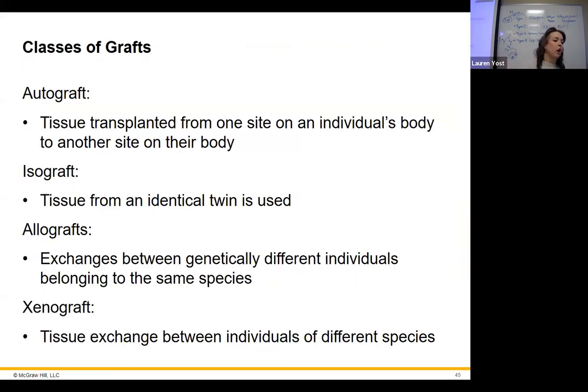There are different kinds of grafts. Autograft is from yourself. Isograft is from an identical twin. Allograft is from genetically different individuals, but still humans. And xenograft is from a different species. Isograft definitely has to be an identical twin. If they are non-identical twins, or like my sister, for example, wanting to donate to me, that's still an allograft, no matter what. A lot of people don't think about xenograft, but it's like pig heart valves or cow heart valves, those sorts of things. You can get tissue from them as well.